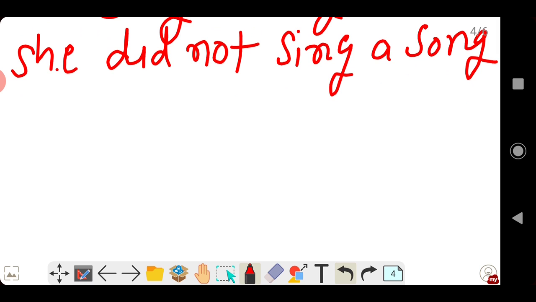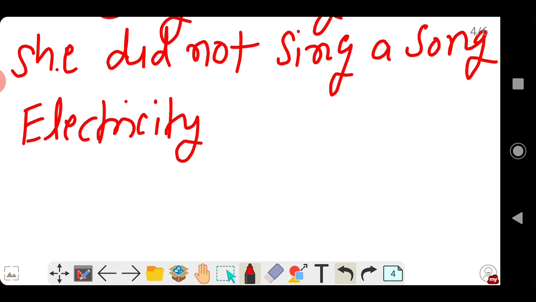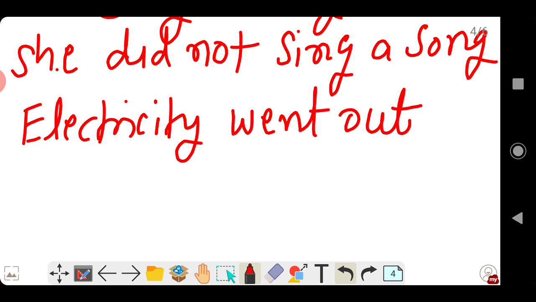Electricity went out. Electricity did not go out. Remember, went is the second form of the main verb go. Go, went, gone.